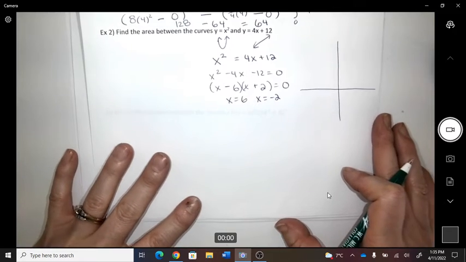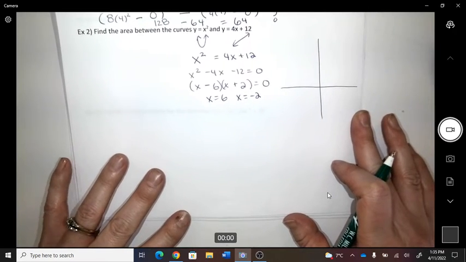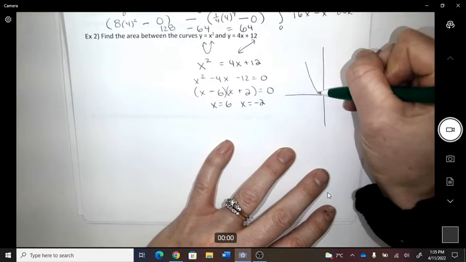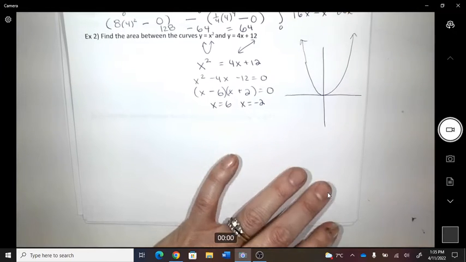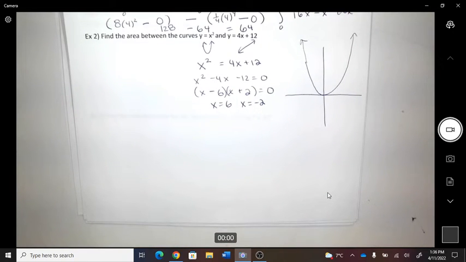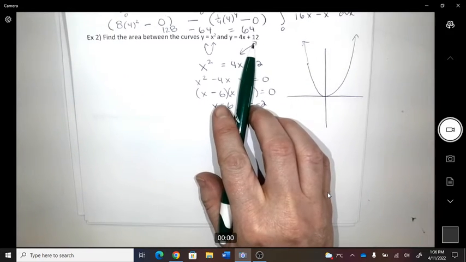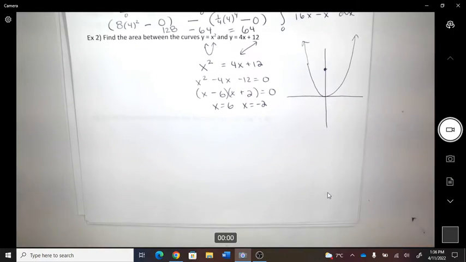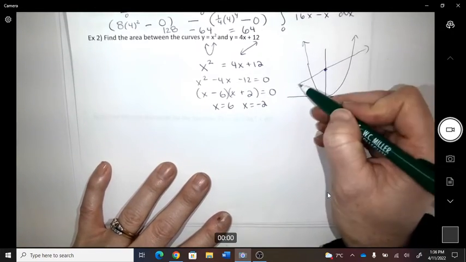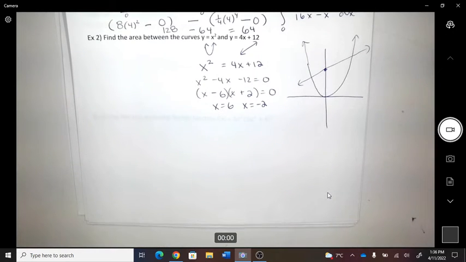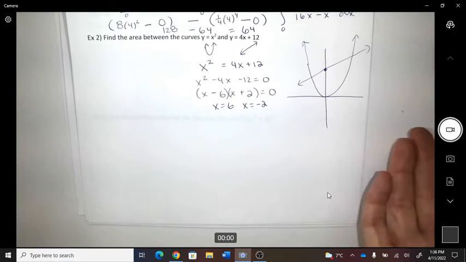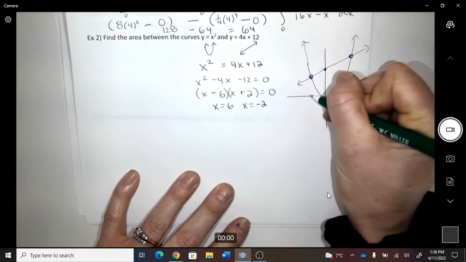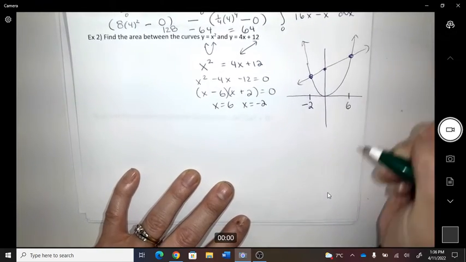Okay, so I am going to make you do a little bit of a visual on your test, and I say graph what you're finding. So y equals x squared, you should understand that it's a parabola vertex on the origin. This line, you should understand, has a y-intercept at 12 and a slope of 4, so it would head in that direction. So I'm asking for no details, does this make sense? That's all I want you to graph. Where do they intersect? At -2 and at 6.